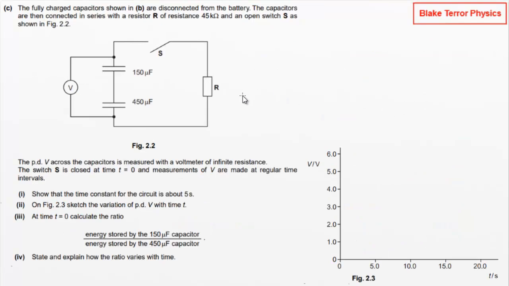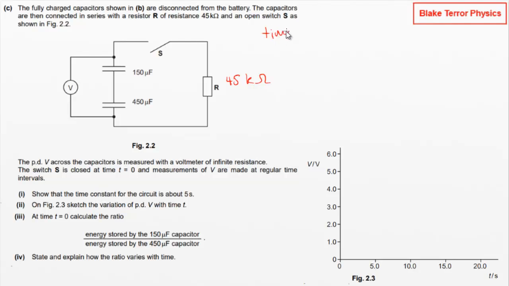Fully charged capacitors, shown in B, are disconnected from the battery. They're then connected in series with a resistor, resistance of 45 kilo ohms. Right, okay, that is a resistor. And the switch is open, right? PD across the capacitors is measured with a voltmeter of infinite resistance. Measurements of V are made at regular time intervals. Show that the time constant for the circuit is about 5 seconds.